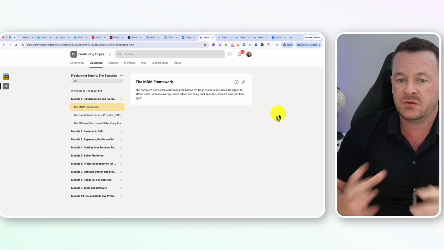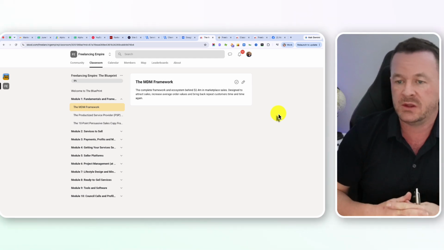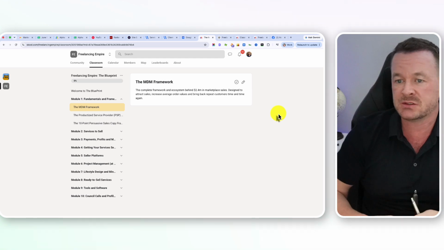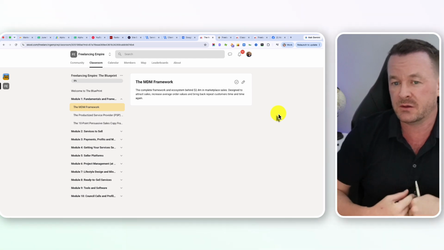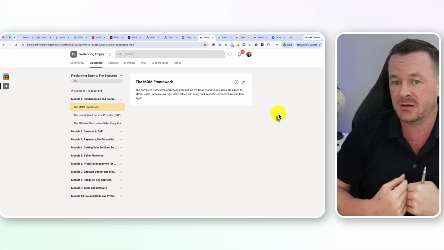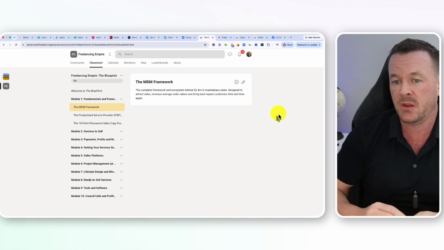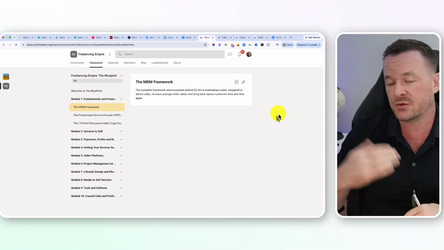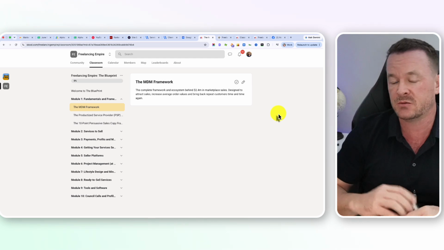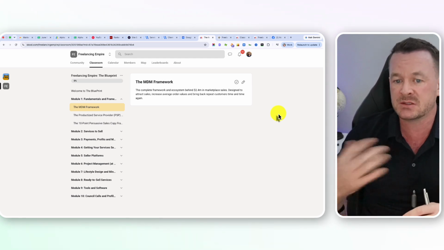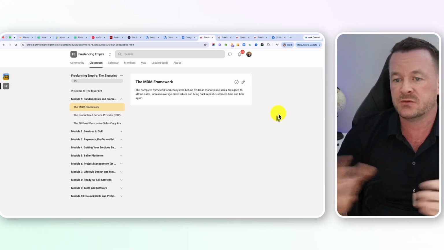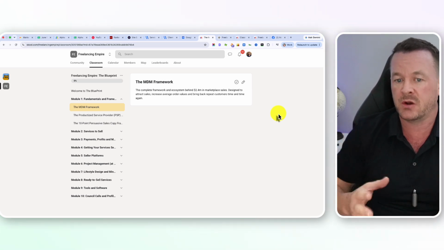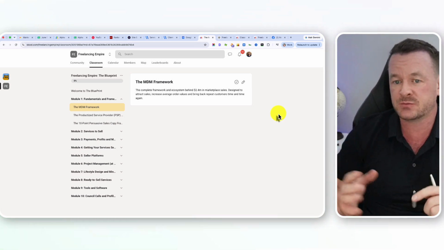So, everything is based around what we call the MDM framework, which is essentially the ecosystem behind the $2.4 million that I have personally made in marketplace SEO sales. And the way it works is it attracts sales, it increases average order values, and helps bring customers back time and time again.